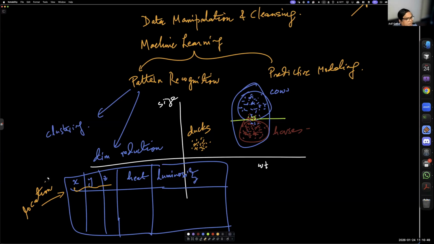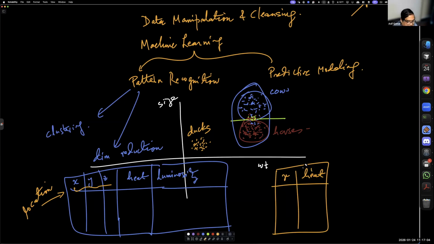Now, after a little while, you'll realize that maybe what we really need is just a radial distance and the incident heat, whatever the incident heat is. Would you agree that you could actually reduce XYZ to only one variable? What could that variable be?